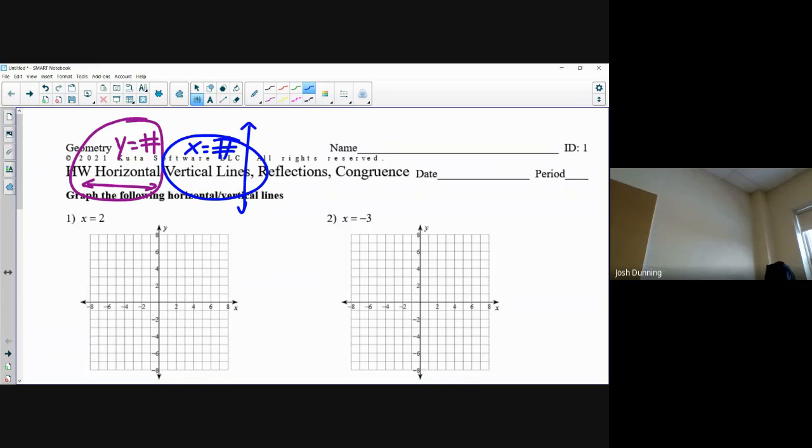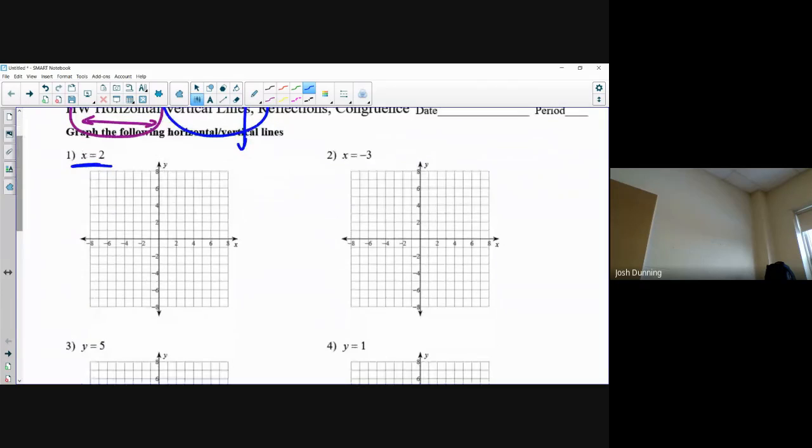These are just a little bit of review from algebra, because we're going to have to use them to do the reflections. So like on number 1, x equals, we just said x equals is a vertical line. So you go to 2 on the x-axis and draw a vertical line right through there.